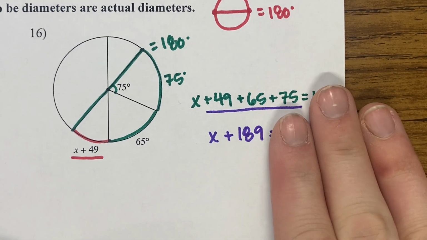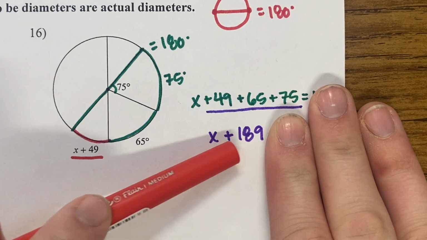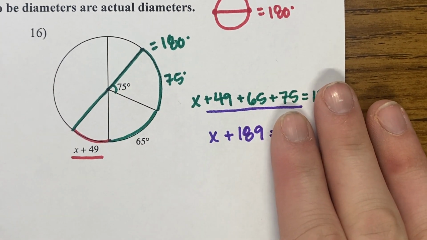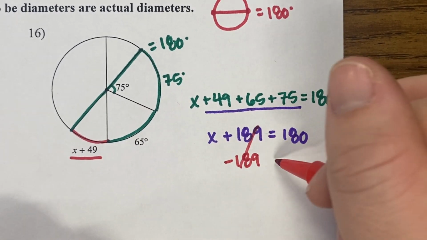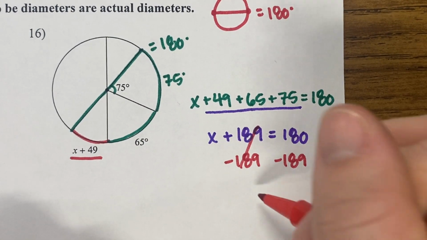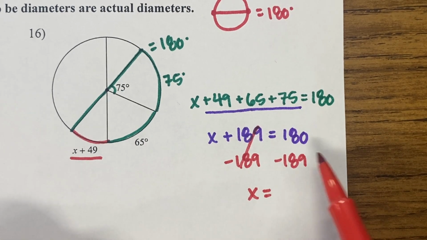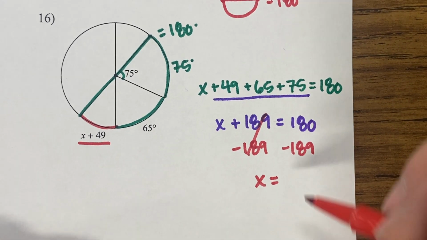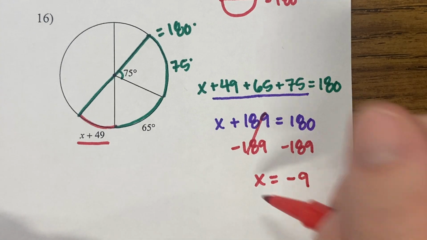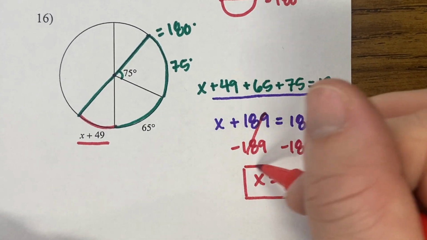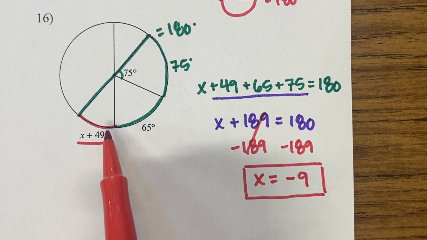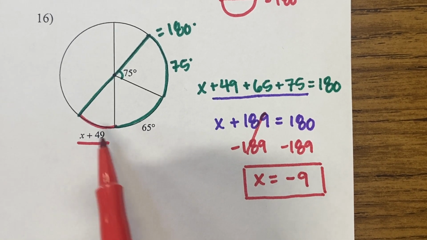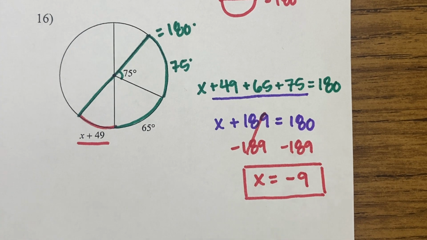Now there's only one step I have to do to get my x by itself. I just need to get rid of plus 189. So I do the opposite. Subtract 189. So I get x is equal to 180 minus 189 is negative 9. Remember you can get a negative here because you would plug that in and then adding the 49 would make it positive. So you're totally fine to get a negative as your answer. So x equals negative 9.